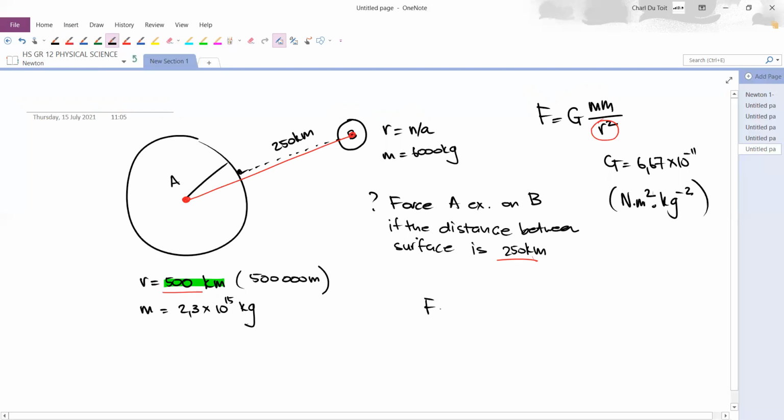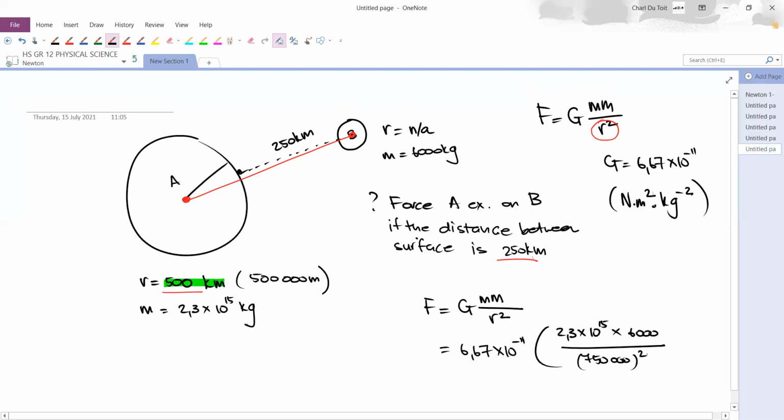So the force is G, the mass of the one planet times the mass of the other object over the distance squared. So I'm going to use 6.67 times 10 to the power of minus 11. And the mass of the one object, let's call it A, is 2.3 times 10 to the power of 15 kilograms. The other mass is 6,000 kilograms. And I'm going to divide that by 750,000 meters squared.